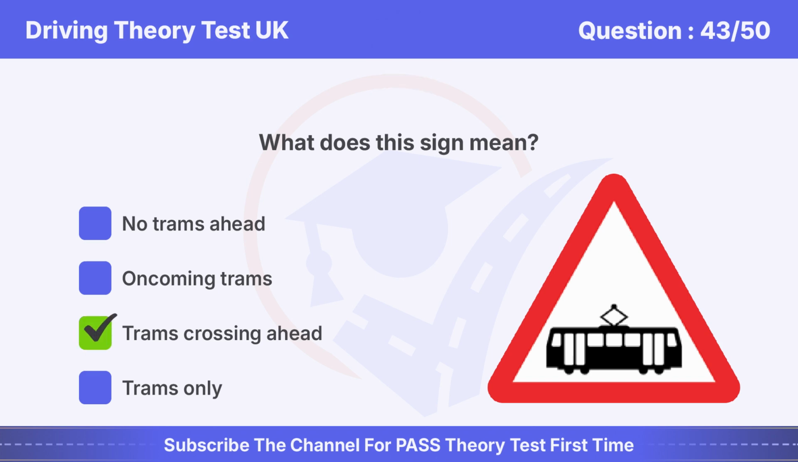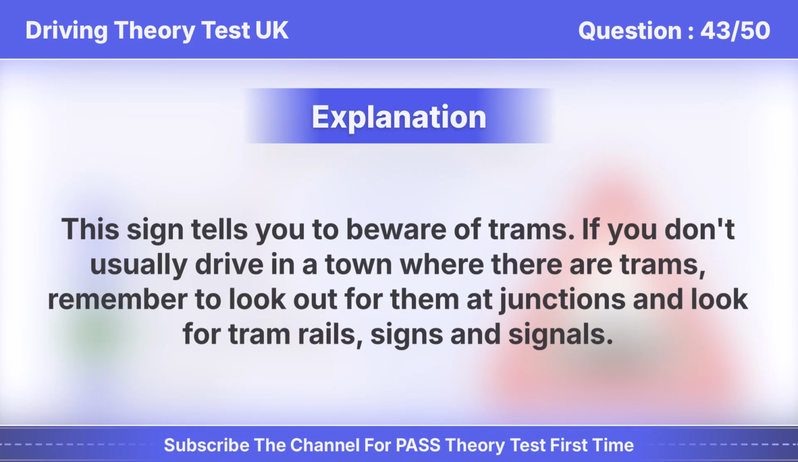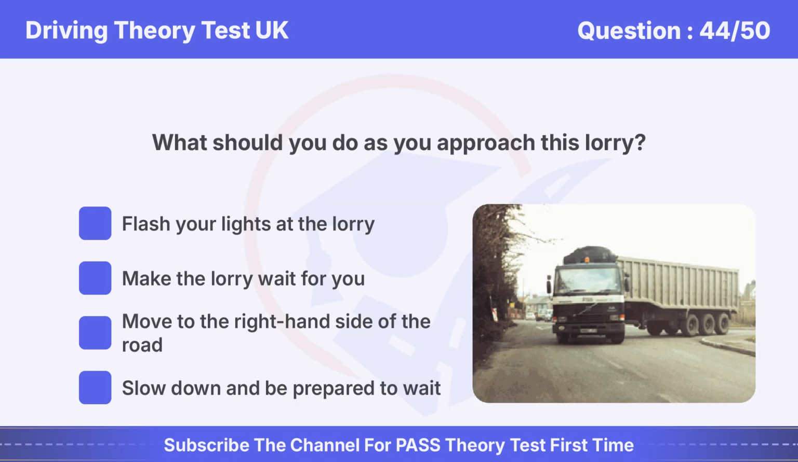Answer is C. Trams crossing ahead. This sign tells you to beware of trams. If you don't usually drive in a town where there are trams, remember to look out for them at junctions and look for tram rails, signs, and signals. Question 44. What should you do as you approach this lorry?